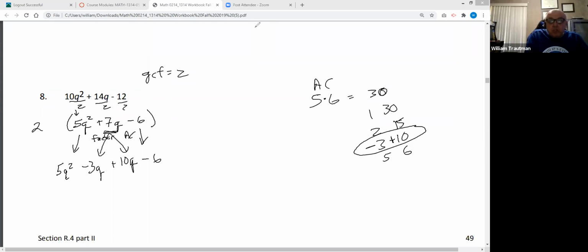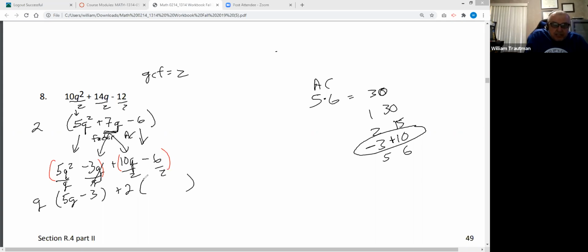Okay, we have 4 terms. I'm going to group the first 2 and group the second 2. Make sure there's a plus sign between them. I'm going to factor the GCF. 5 and 3 have nothing that divides into them. Only a Q comes out since I have a Q squared and a Q. If I divide each by Q, I am left with 5Q minus 3. Here, 10 and 6, a 2 factors out.